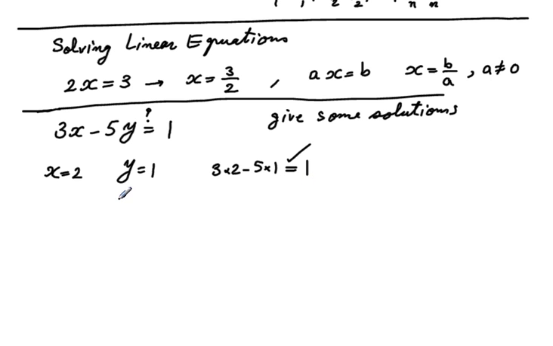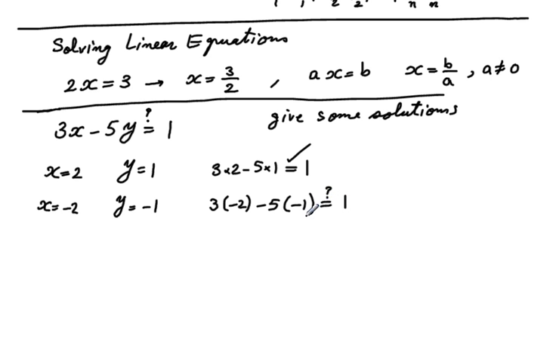Now, suppose I ask you, is there any other possibility, any other x and y that fit the bill here? What kind of a suggestion would you have? y equal to minus 1, you want to try? Okay, x would be what? So in this case, again, we try 3 times minus 2 minus 5 times minus 1. Is that correct? Is that 1?